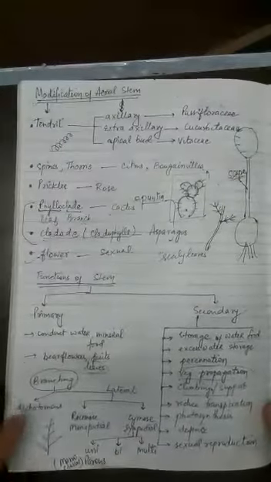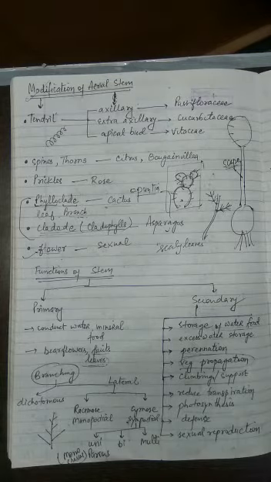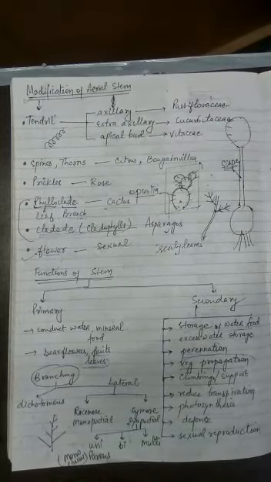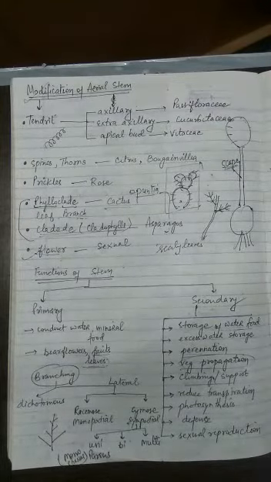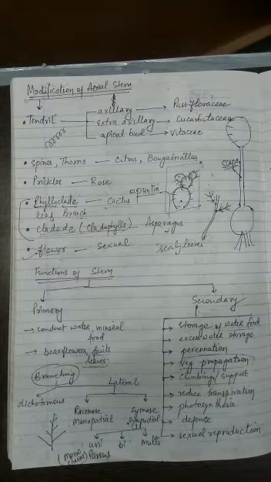After that we covered the modifications of the aerial stem. We understood tendrils are modification of the stem, and if the tendrils develop in the stem, then they develop from only three portions, that is the buds, and those buds can be axillary bud or extra axillary bud or otherwise the apical bud. The aerial stem can even modify, or you can say the buds can even modify into spines and thorns as well as prickles.